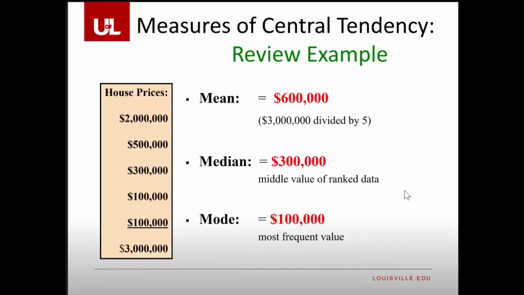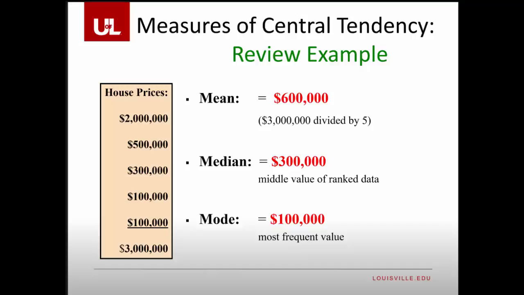Here's a quick review of mean, median, and mode. Here is a small sample of housing prices for 5 homes. The sum value of these 5 homes is $3 million. If we divide this by 5, we get that the mean home price is $600,000.